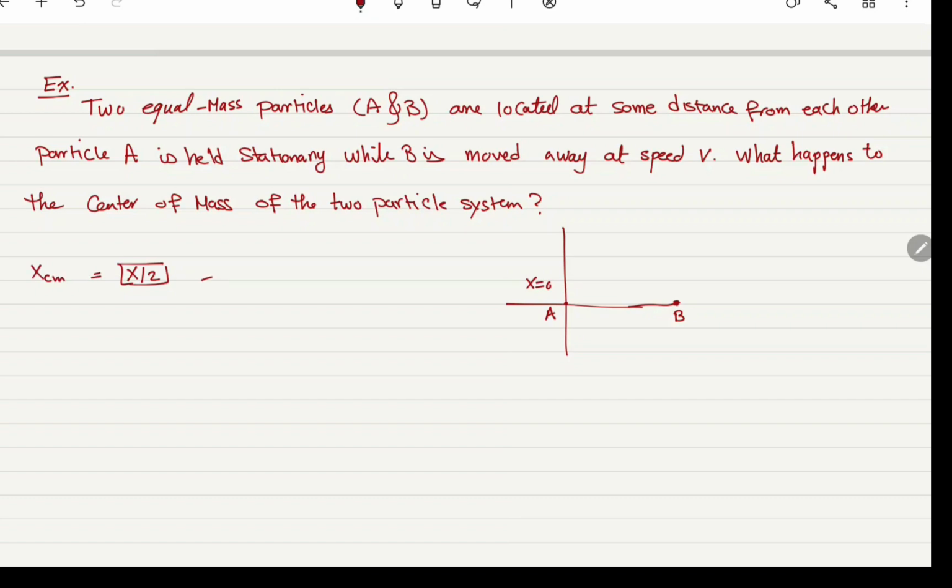Now, if v equal to delta x over delta t, the position of B is changing, which means the center of mass is changing as well. In this case, v of the center of mass equal to delta x over 2, over delta t, or simply it's equal to half v.